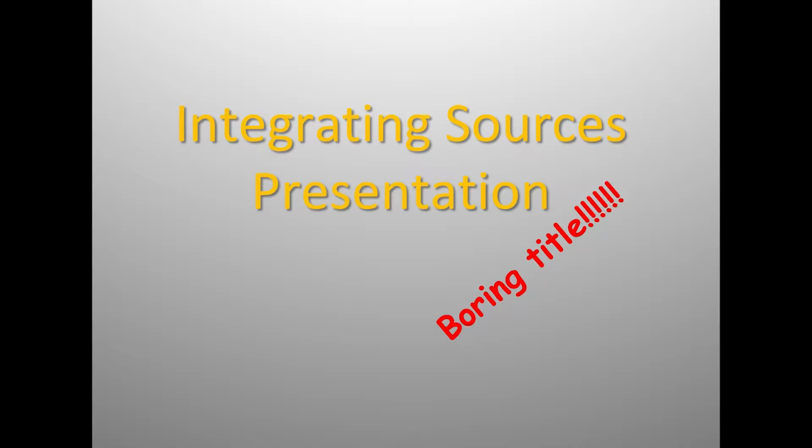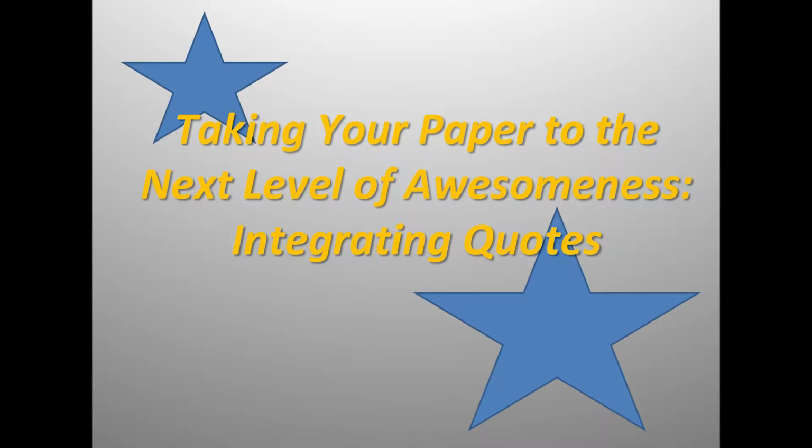So for example, we have this, what I call multi-tier title, taking your paper to the next level of awesomeness, integrating quotes. So as you can see there, you've got a little section of your title with some pizzazz, and then the next section actually tells you what is going on in the essay. So I think that's one good approach that you can use for your titles if you're ever struggling with constructing a title.